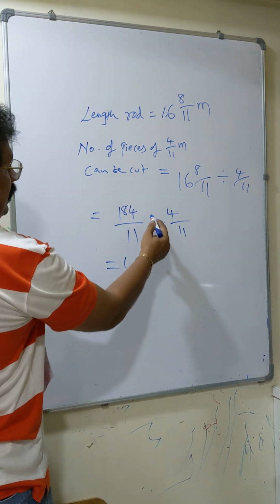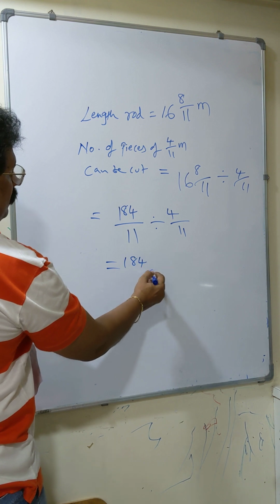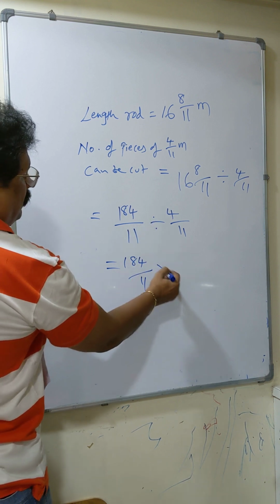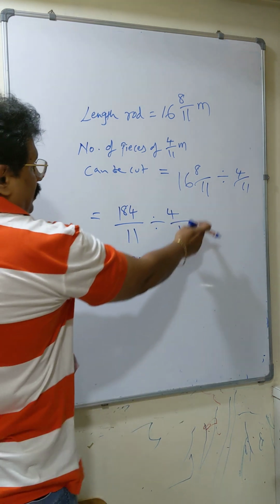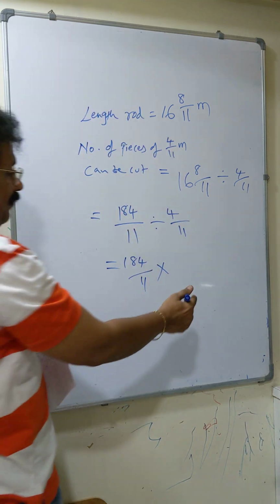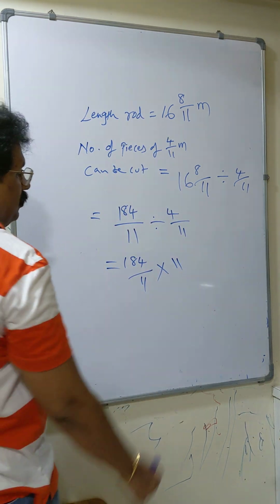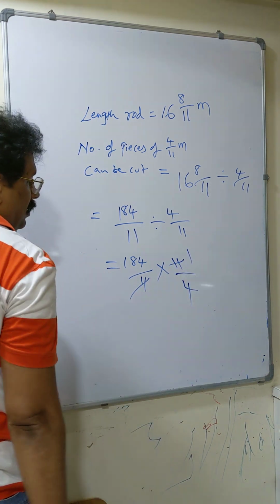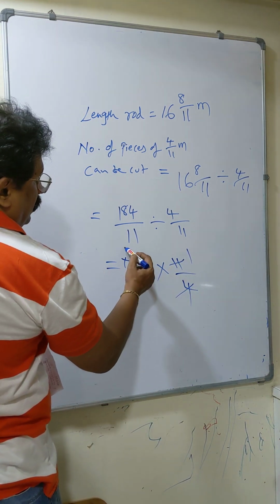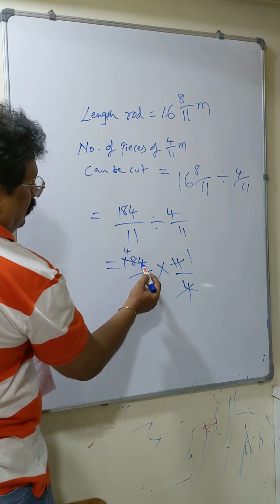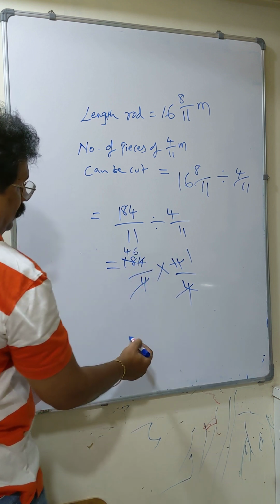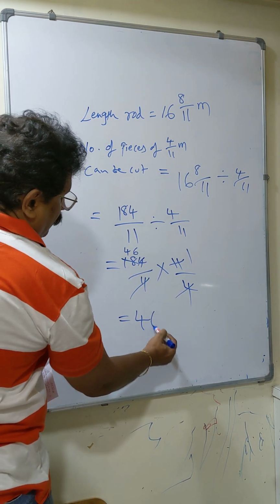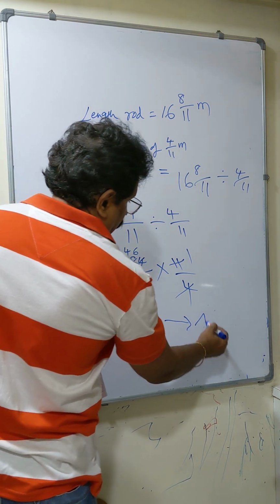इसको रेसिप्रोकल करना है और इसको मल्टीप्लिकेशन करना है. 184 by 11, division sign will become multiplication sign and this will become the reciprocal. उल्टा, numerator denominator होगा, denominator numerator होगा. 4 11s are 44, 4 fours are 16, 2 बचा, 24, 4 6s are 24. That is equal to 46 is the answer.